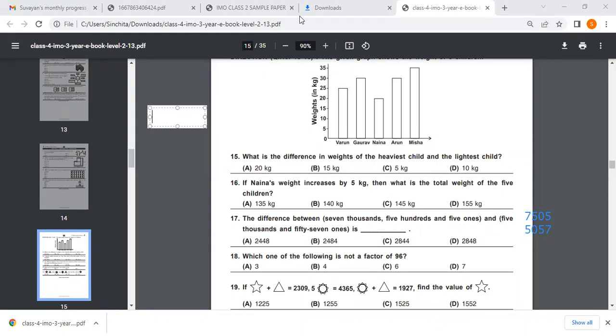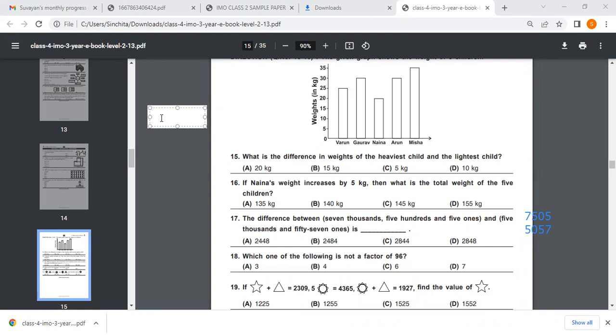Wait, I'm explaining number 18. 18 is nothing. You just have to see which number cannot divide 96 exactly, that is, with having a remainder. Any number which is having a remainder except 0, that is the correct answer.